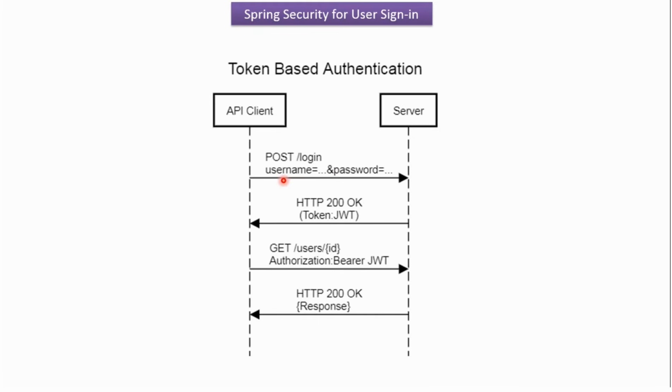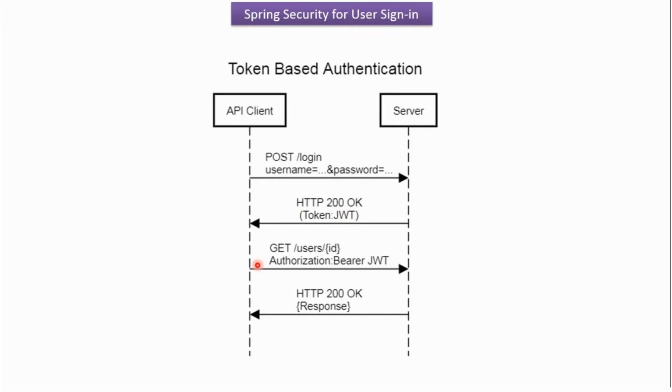The API client sends username and password to the server. The URL is /login and the HTTP method is POST. What the server will do is validate the username and password against the database. If it is valid, then the server will generate a JWT token and send it to the API client. Then for any further request, the API client has to send the JWT token to the server.